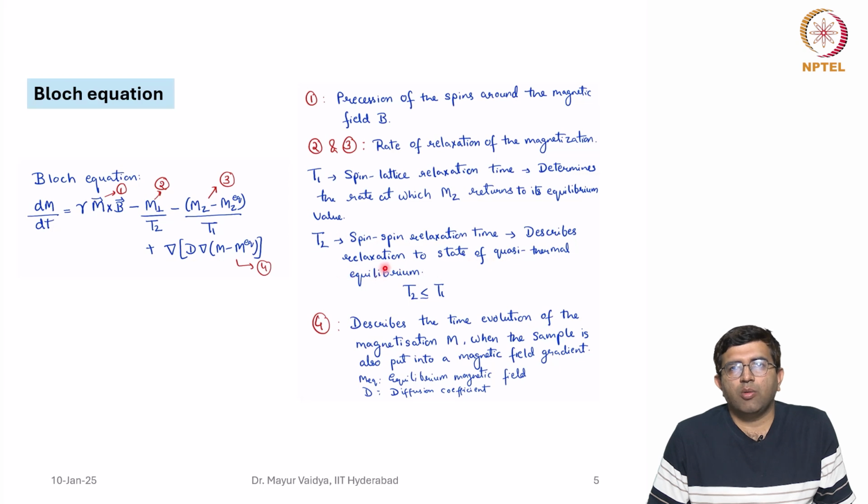It is observed that T2 is less than or equal to T1. So, the spin relaxation time is less than or equal to T1, which is the spin lattice relaxation time. The fourth term is the one which directly contains the value D. It describes the time evolution of the magnetization M when the sample is put into a magnetic field gradient, where M equilibrium is the equilibrium magnetization and D is the diffusion coefficient. So, how does the magnetization evolve with time?